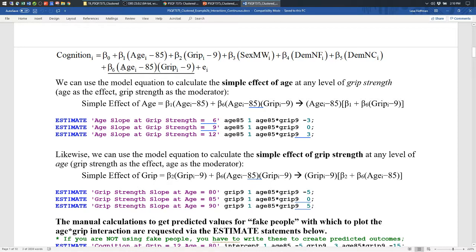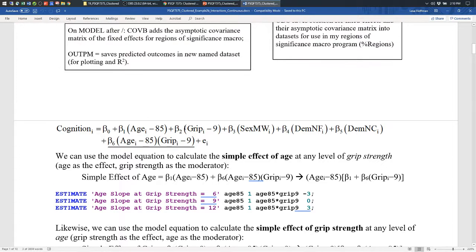So we know that this interaction term, beta 6, is going to change the main effect of age as a function of grip strength, and it's going to change the main effect of grip strength as a function of age. It is correct to describe it either way you want. One of those ways may be more intuitive or more in line with your research questions.